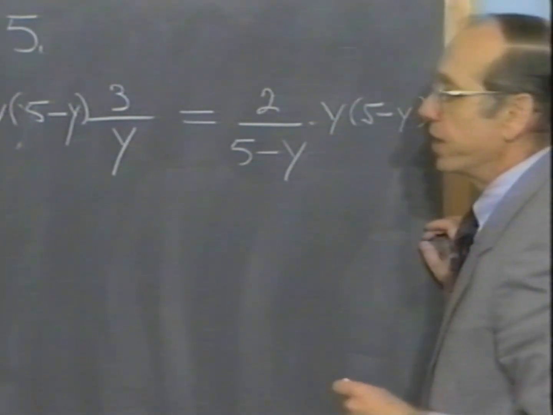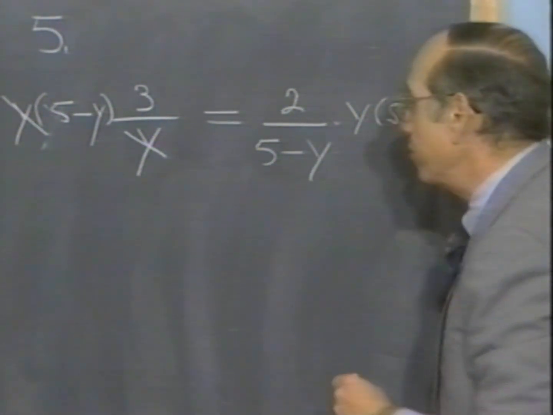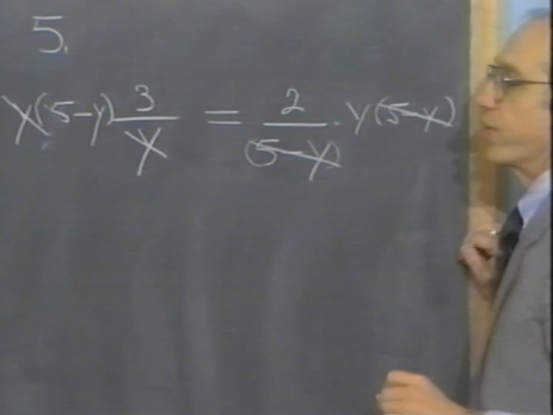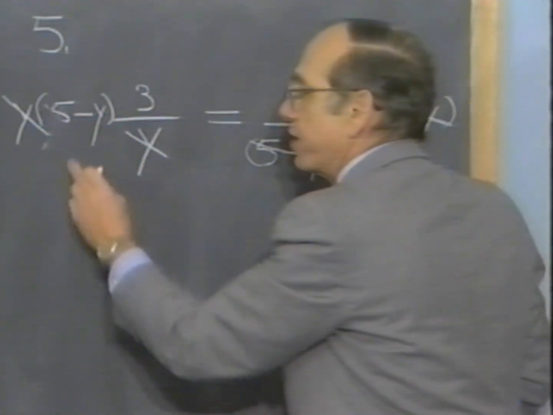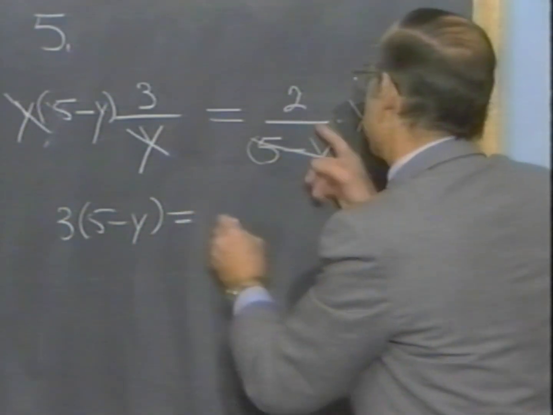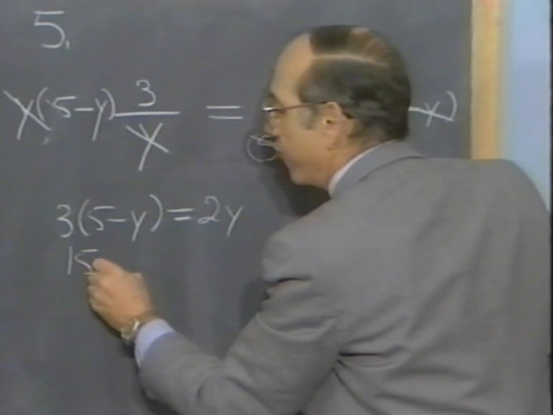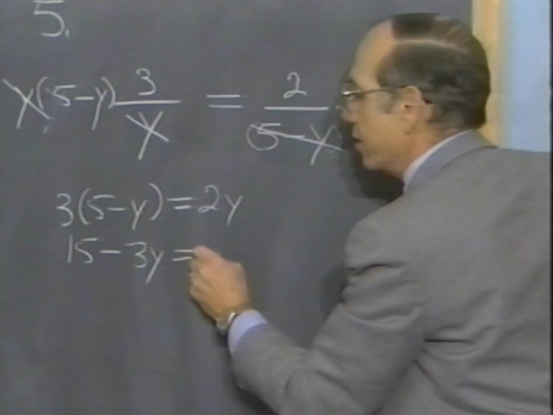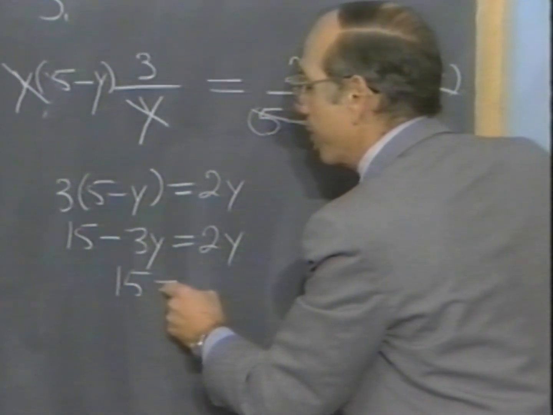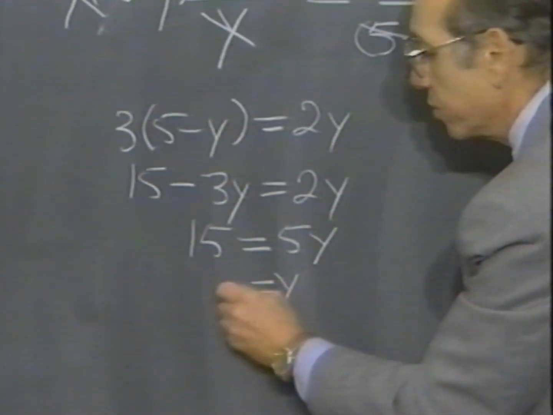Now we take a look and see what happens. Here we have common factors y that divide out. Here we have common factors 5 minus y that divide out. On the left-hand side, that leaves us 3 times 5 minus y. Let me write that. Equals, on the right-hand side, 2y. Multiply out. Now I have 15 minus 3y equals 2y. Add 3y to both sides. And we have 15 equals 5y, and divide by 5, and get y equals 3.